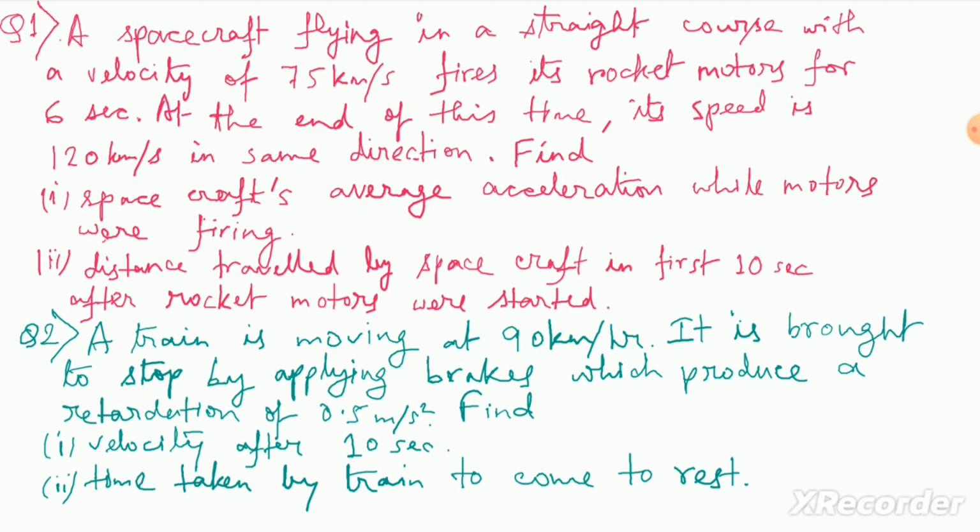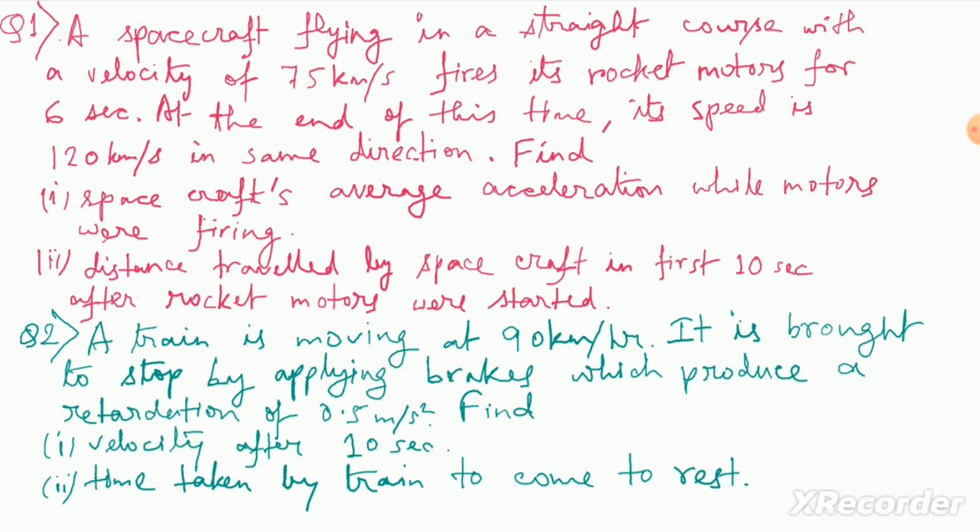So let us go through the problem once. It fires its rocket motors for 6 seconds. At the end of this time, its speed is 120 kilometer per second in the same direction. So this is the final speed. We need to find the spacecraft's average acceleration while the motors were firing. So basically we have to determine the acceleration. And the second is the distance that the spacecraft has traveled in the first 10 seconds after the motors were started. Fine. So we need to find the acceleration and the distance. These are the two main objectives.